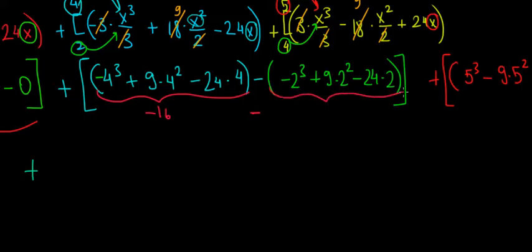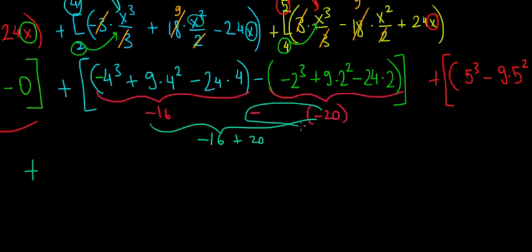What do we have in the other bracket? Let's see. Minus 2 cubed, that's minus 8, plus 9 times 4, that's 36, minus 24 times 2, that's 48. So we got here minus 20. This is going to be minus 20. Now, minus 16 minus minus 20 becomes minus 16 plus 20, right? Minus minus makes a plus. 20 minus 16, that's 4. So the result of this entire expression is going to be 4.